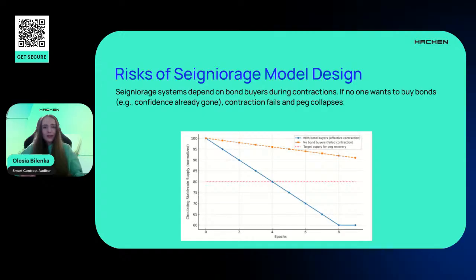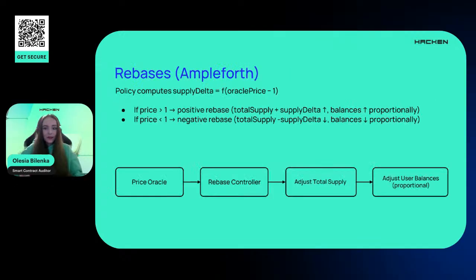And the last one, which is the most interesting, at least in my opinion, is the rebase token. It doesn't mint or burn, it just changes everyone's balance every day. For example, if the price is above $1, balances go up. If it's below, balances go down. No new tokens, no burning, just math, which reshapes the supply every day.